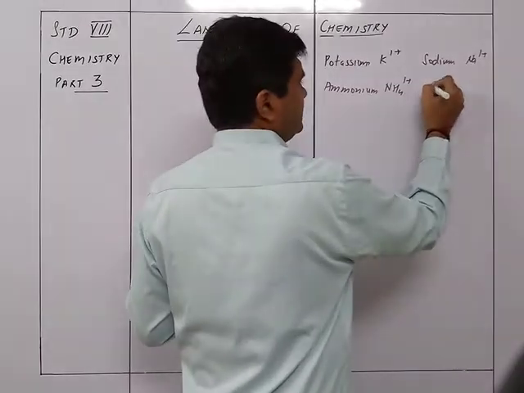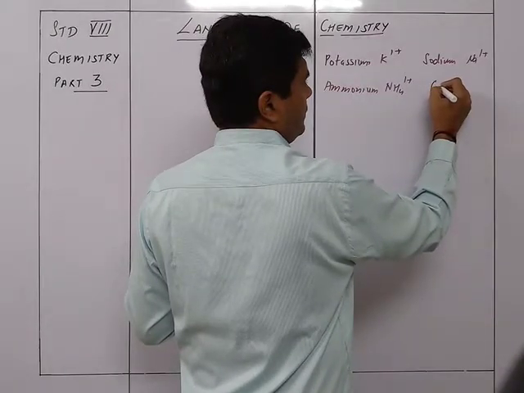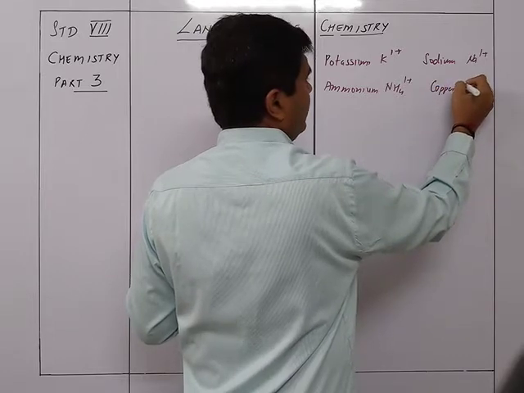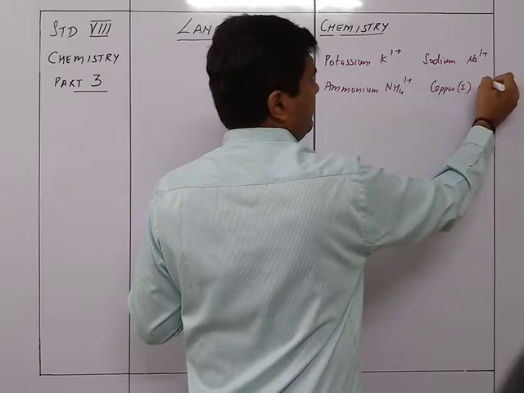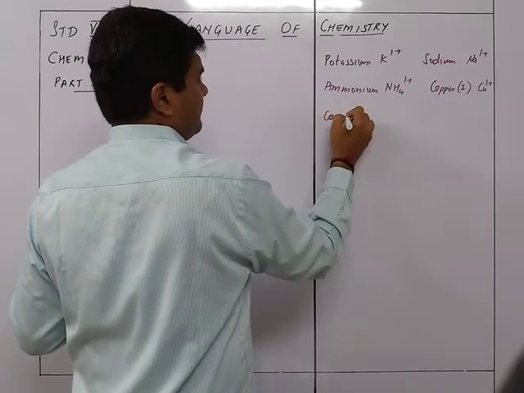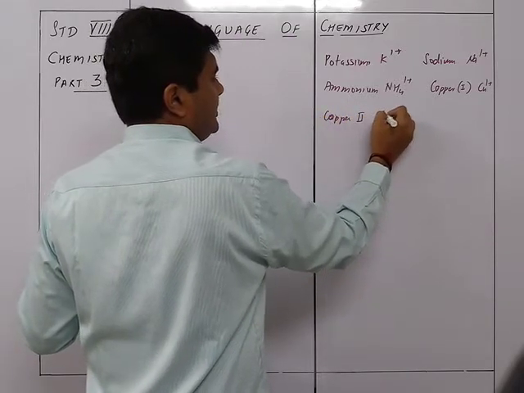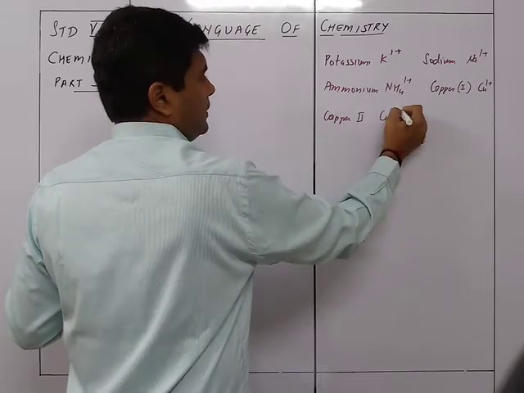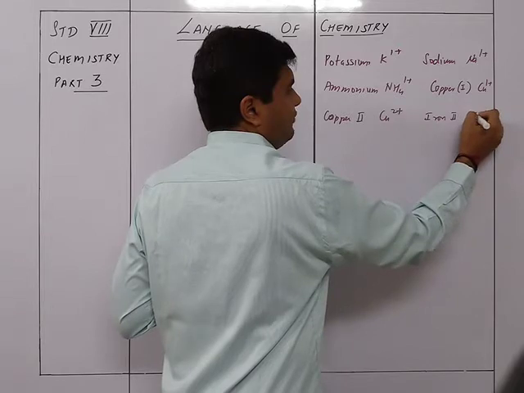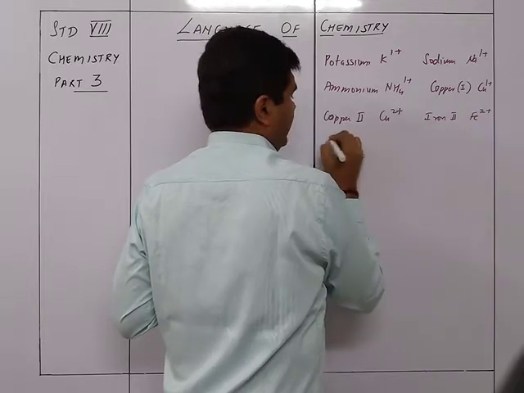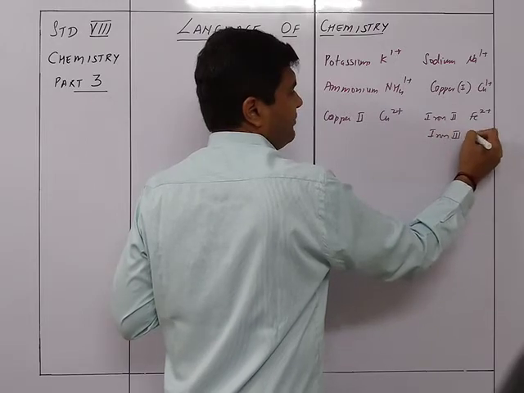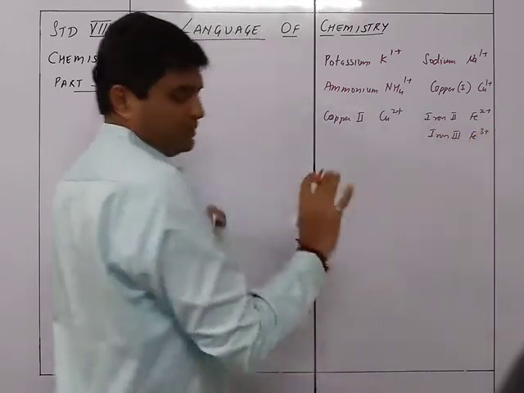So it is copper 1, that is Cu1 plus, or we can say copper 2, which will be Cu2 plus. We can have iron 2, which will be Fe2 plus, and iron 3 as Fe3 plus. We'll just stop over here.